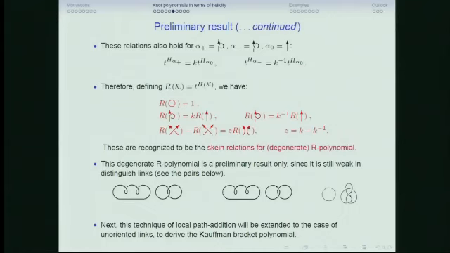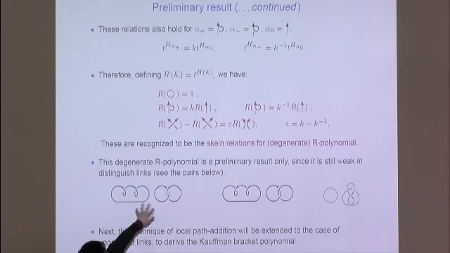Okay, this is only a preliminary result because this degenerate R polynomial is still weak in distinguishing links. For example, for this pair, this one cannot distinguish these two, and those two. We need more powerful tools. Next, we will extend this technique to the case of unoriented links to derive the Kauffman bracket polynomial, as well as the Jones polynomial.